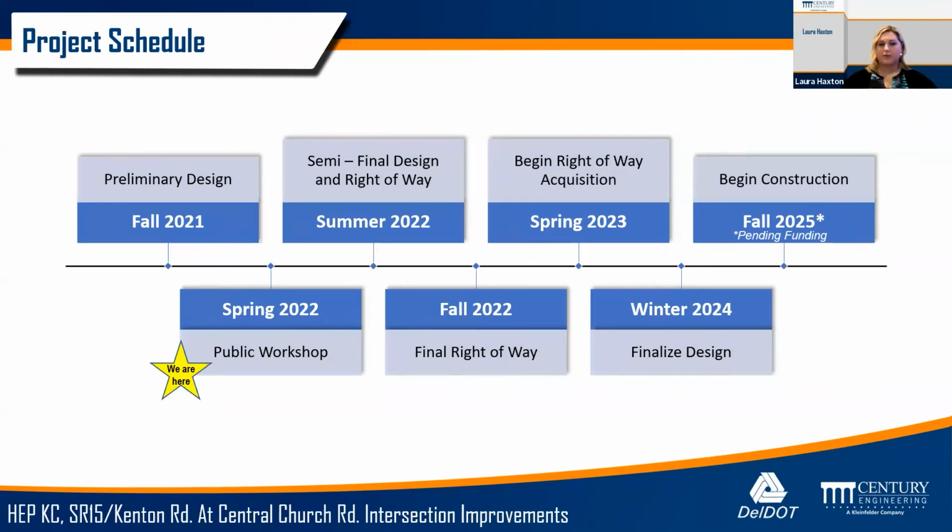So on the screen right now, you will see our schedule. We completed preliminary design in the fall of 2021. We're currently in spring of 22 at our public workshop. We will begin right-of-way acquisition in spring of 2023 while we finalize the design, and then begin construction in fall of 2025.